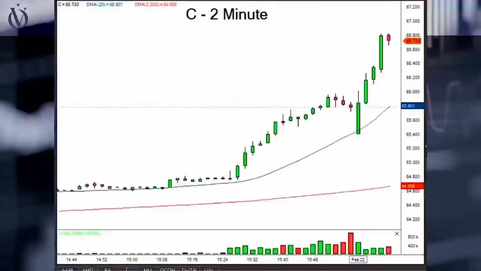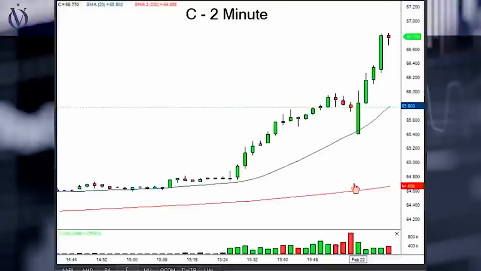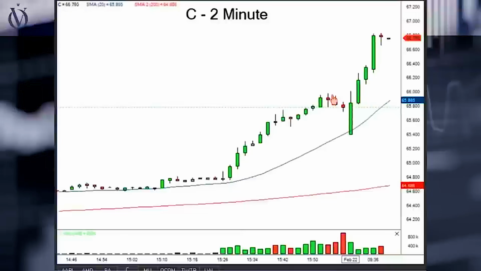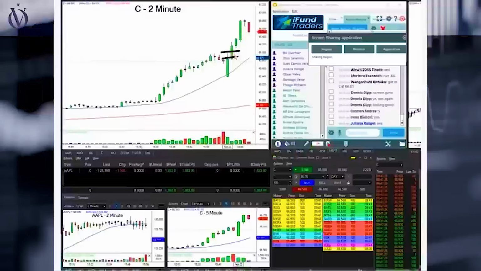What else are you guys doing? Irene's playing C. All right. Beautiful, beautiful move off the open this morning. I love this. Irene, did you get in above bar 1? All right, cool. Irene, how did you play the C this morning? Did you play above the green, above the high of the first bar? How did you play it?